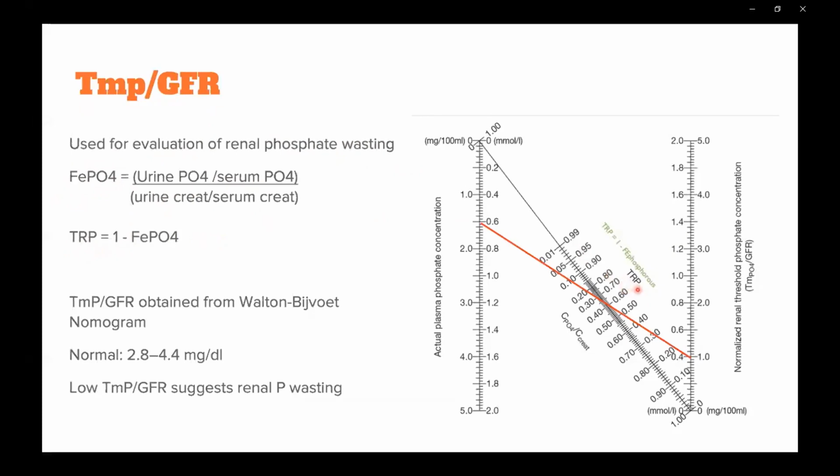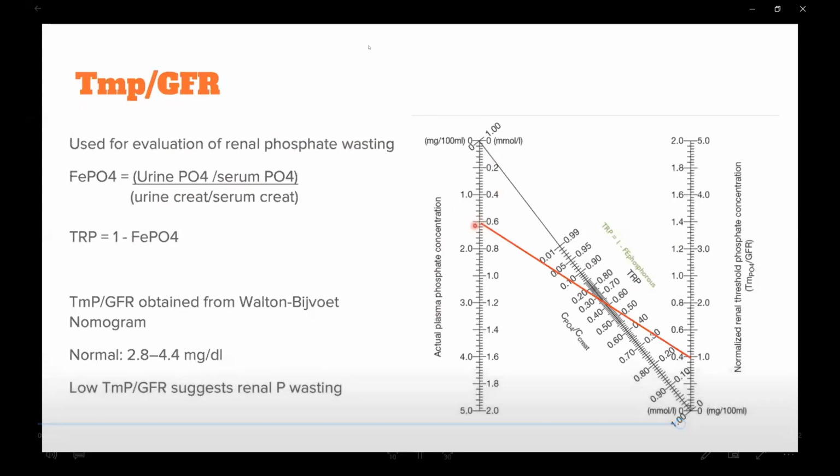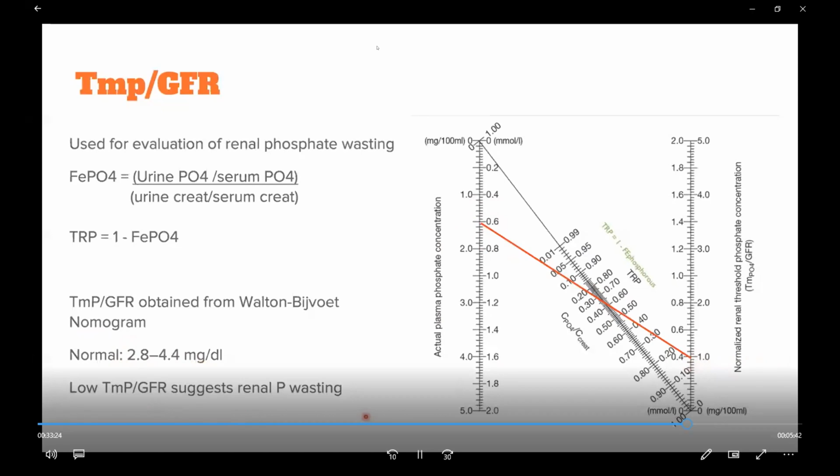Now, once you get a TRP value and you have a serum phosphate, you plot them in what is called the Walton-Bijvoet nomogram. In this patient, for example, the serum phosphate is 1.5 milligram per dl and the TRP is 60. Now you connect these two dots and extend the line to this curve. Wherever the line fits, that is the TMP-GFR of that particular patient. In this patient, the TMP-GFR has come down to 1. Normal TMP-GFR is somewhere between 2.8 to 4.4. So this clearly suggests a low TMP-GFR, which means there is renal phosphate wasting.